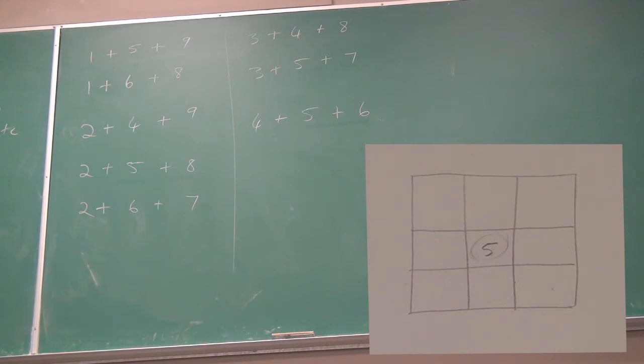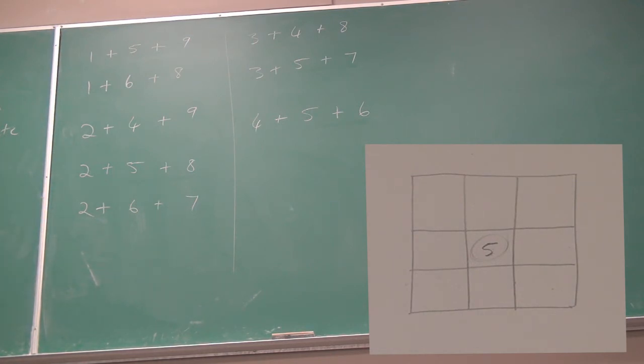Everyone happy when I put a 5 in the middle? Now what can we do? We can look at the next numbers that are occurring most often. Like the 1, for example. The 1 only occurs twice. 2's occur 3 times. What else?